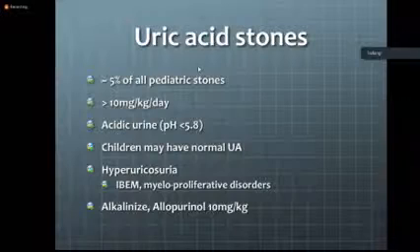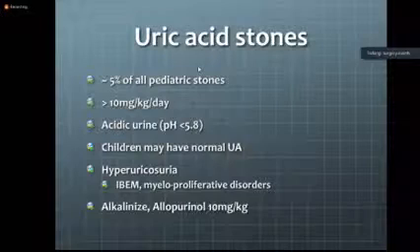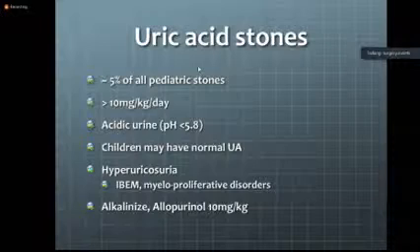The treatment of uric acid stone is to alkalinize urine, and you can alkalinize urine using potassium citrate or soda bicarbonate, and they both are effective. So soda bicarb also provides enough.